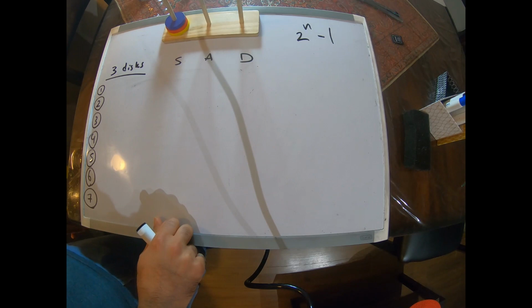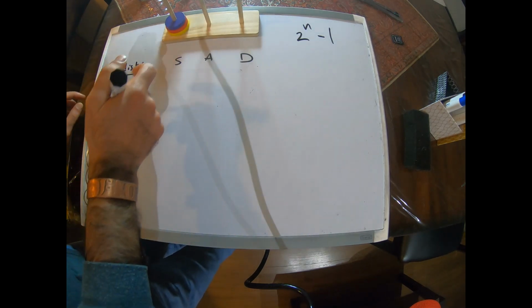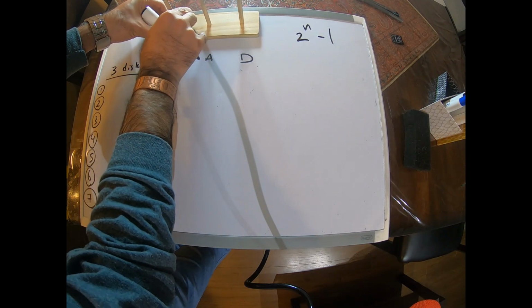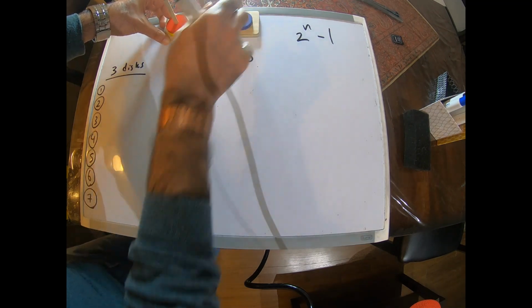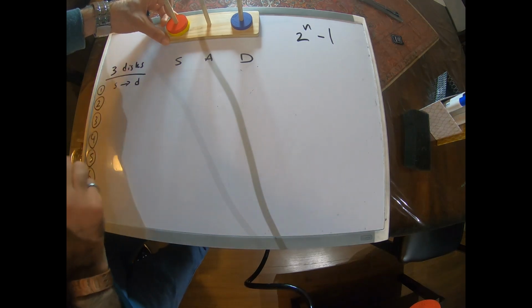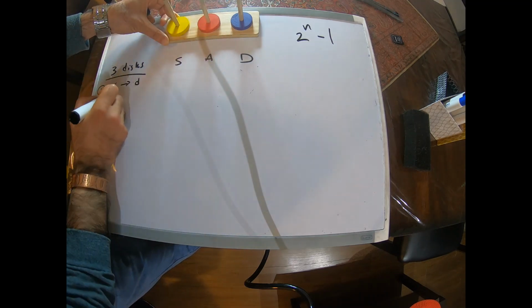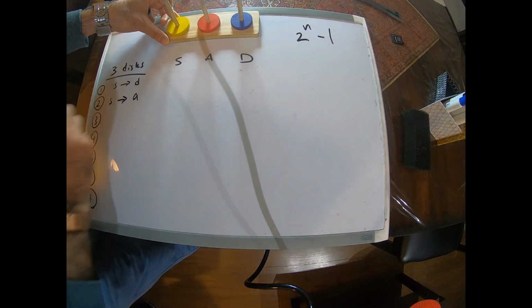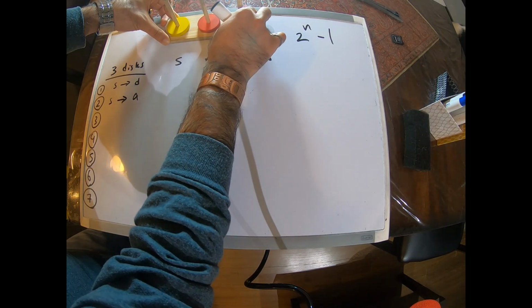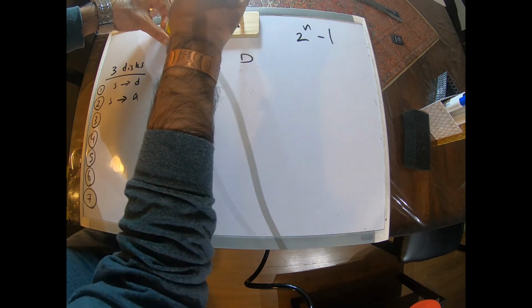Okay, now let's look at the moves that are needed here. We already did this, so let's do this. The first move that I need to do is moving this purple disk from source to the destination. So first it's going to be source to destination. The second one is going to be from source to auxiliary. The third move is going to be from the destination to auxiliary.